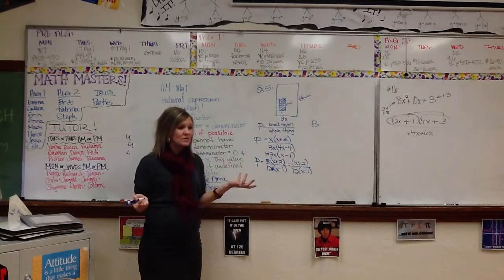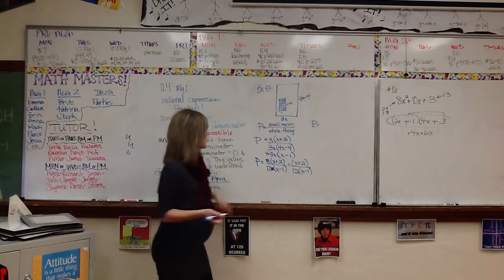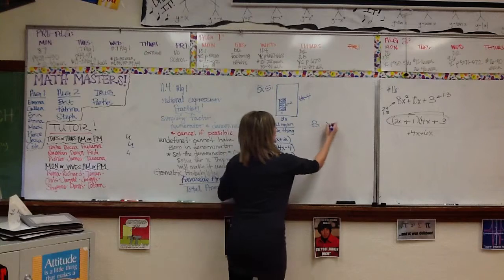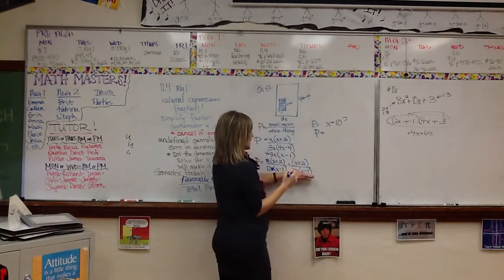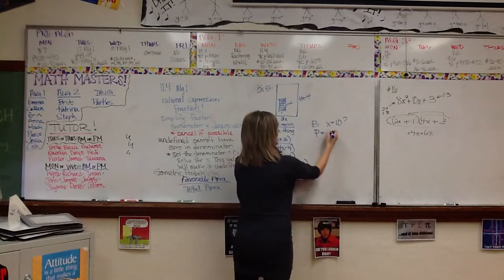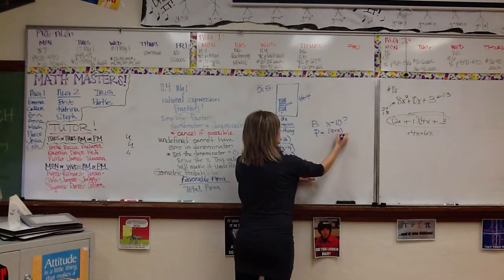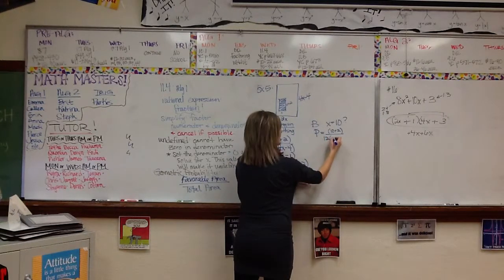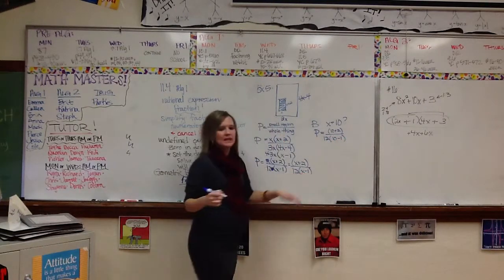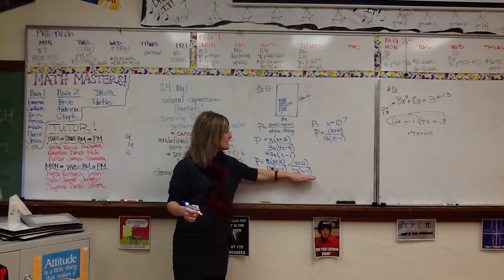So what am I going to do? Sub 10 in for x. Okay? So if x equals 10, we're going to put that in for x of our final model. So we had (10 + 2) over 12 times (10 − 1). Notice I just put the 10 in. I put the 10 into this wherever there was an x.